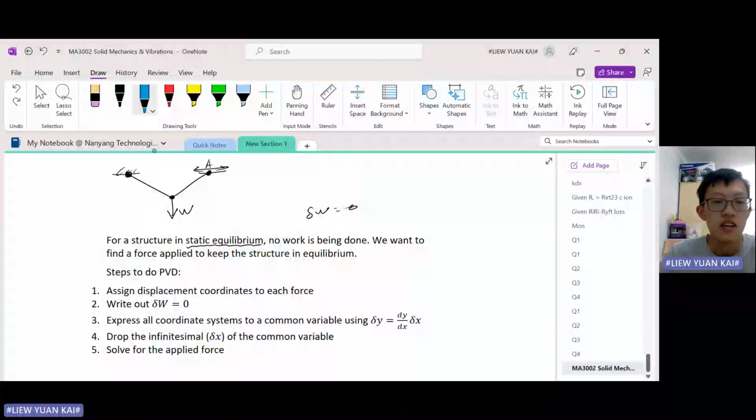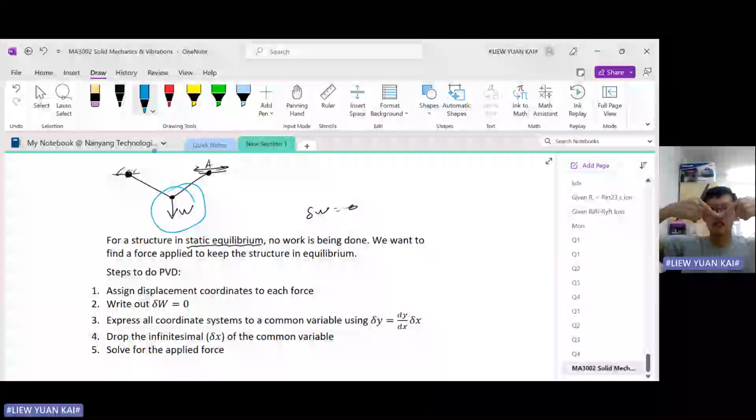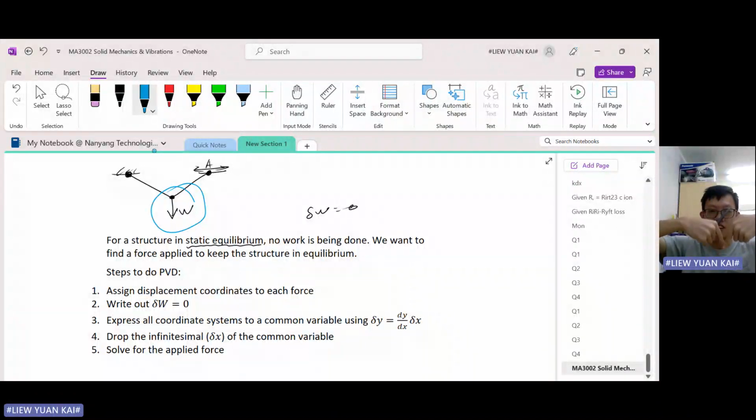If I have this force W applied on this joint, what will happen? Intuitively, we know that it will just collapse downwards. We don't want it to collapse downwards. We just want it to be stuck like that in this V-shaped configuration. So we need to apply a force over here. Most of the problems in PVD want you to find this force, to keep it balanced, to keep the structure in static equilibrium. So that's the objective of PVD. We want to find this force to keep this whole structure in balance.